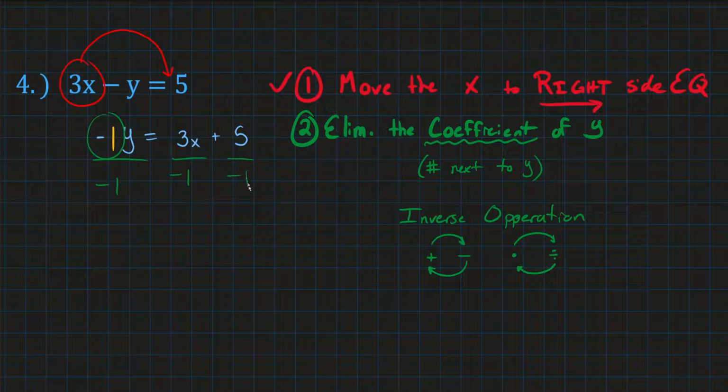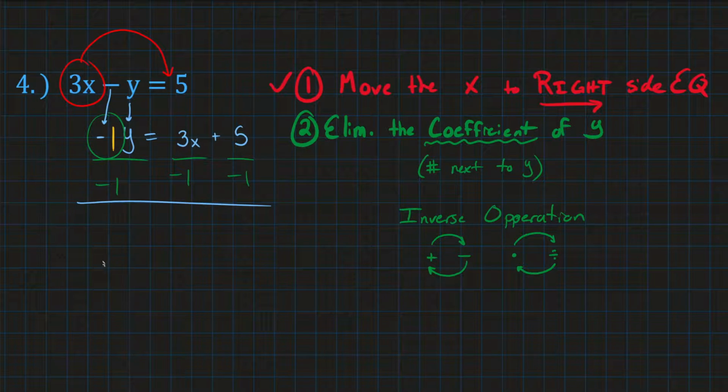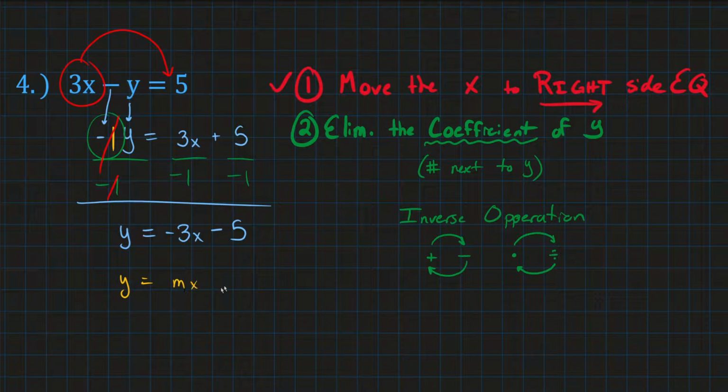Now, this is the trickiest one. I'm just warning you here. This is one that slips up even the greatest of mathematicians. So please, be careful. When you drop down that negative sign with the y, know that there's a 1 there, because you still have to eliminate it. All right, we eliminate the -1. It becomes just regular old y equals 3 divided by -1 is -3x. 5 divided by -1 is -5. And there you have it. Y equals mx plus or minus b.